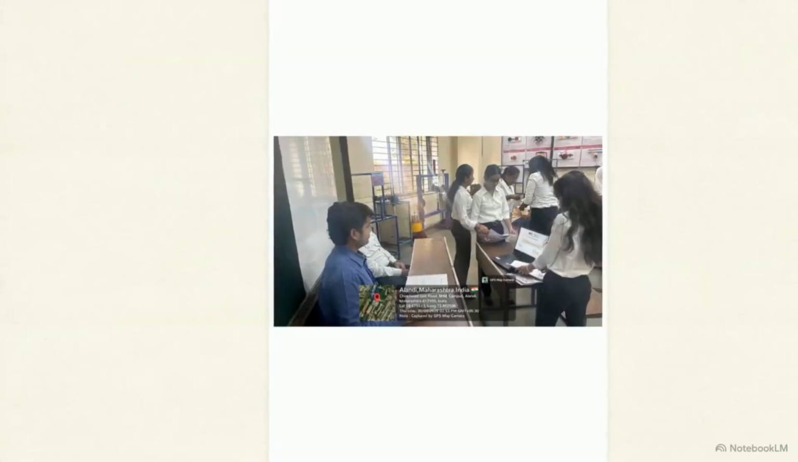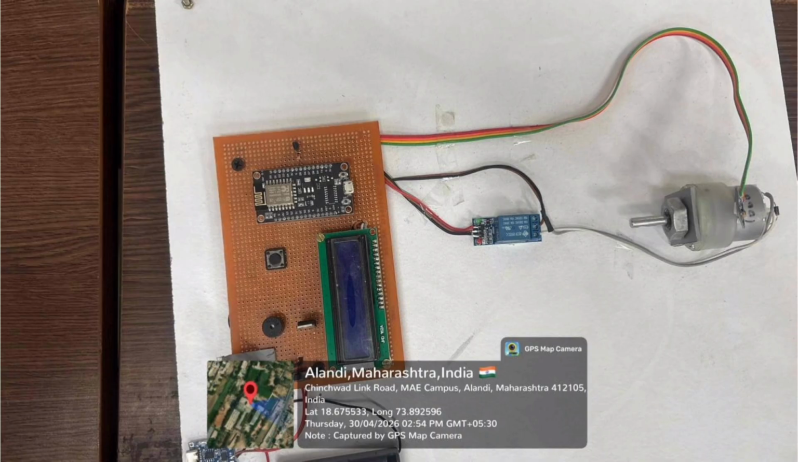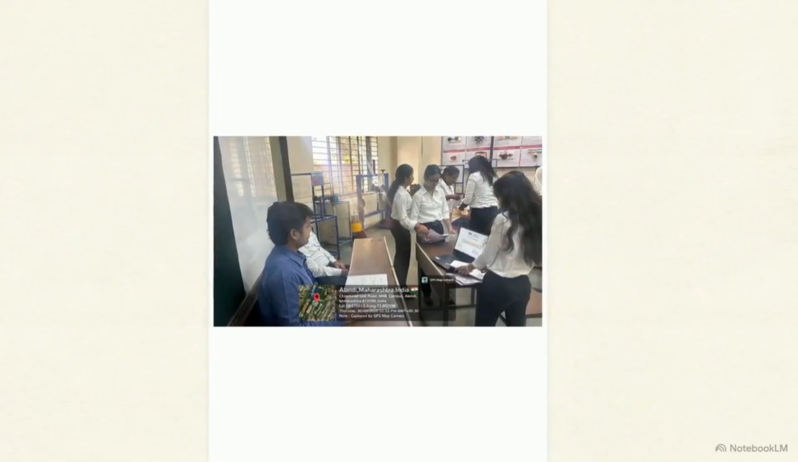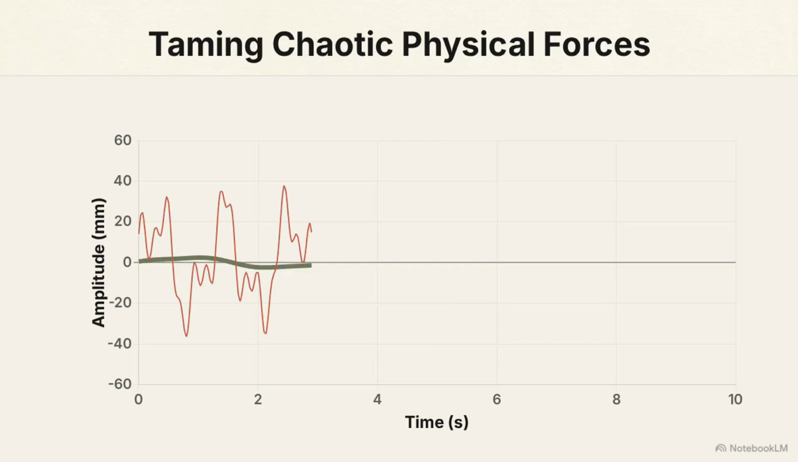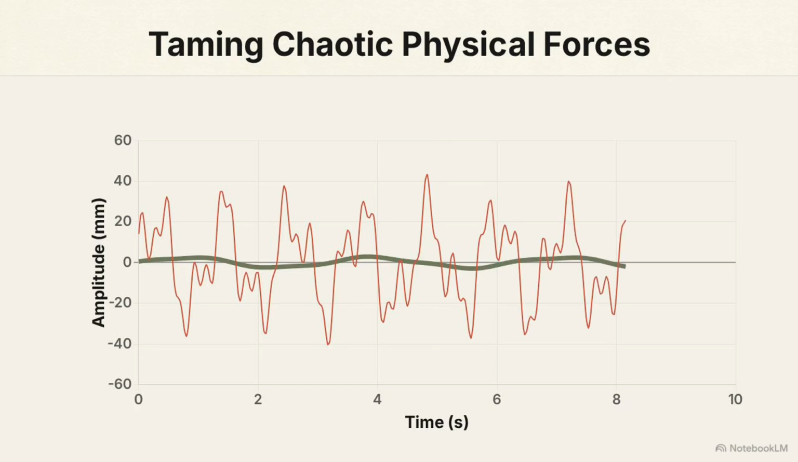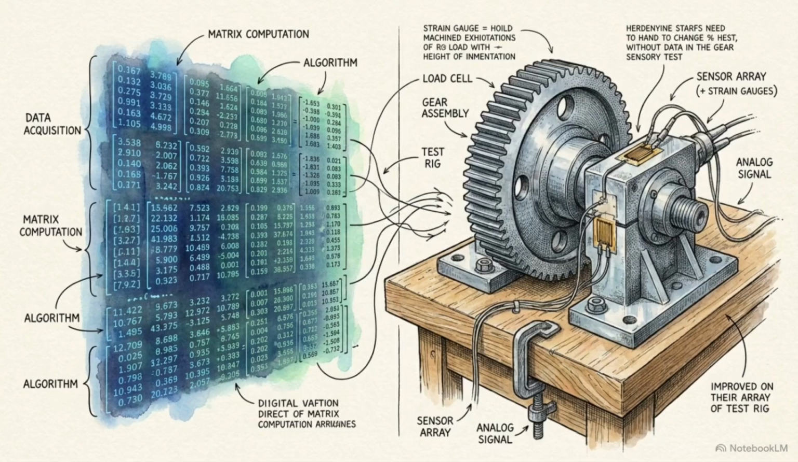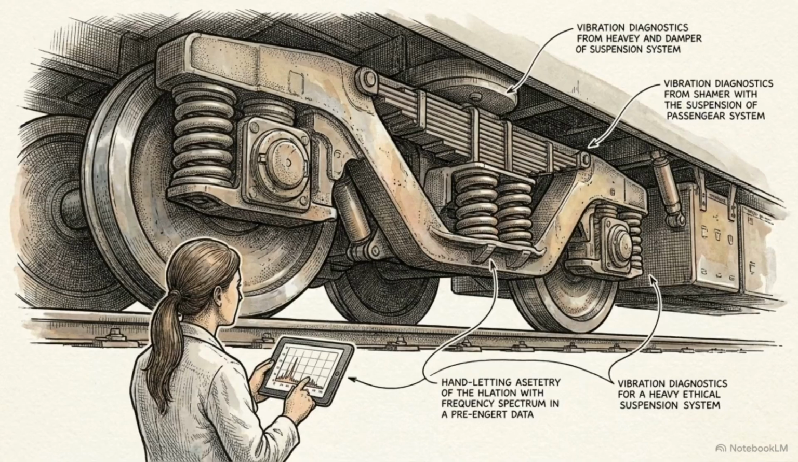By the end of the afternoon, the tension breaks. Prototypes are powered down and laptops are closed as the teams pack up their workbenches. They have successfully navigated the core challenge of machine dynamics, learning to tame chaotic physical forces to ensure mechanical stability. Through heavy computation and hardware testing, this cohort proved they can bridge the gap between textbook equations and industrial diagnostics.